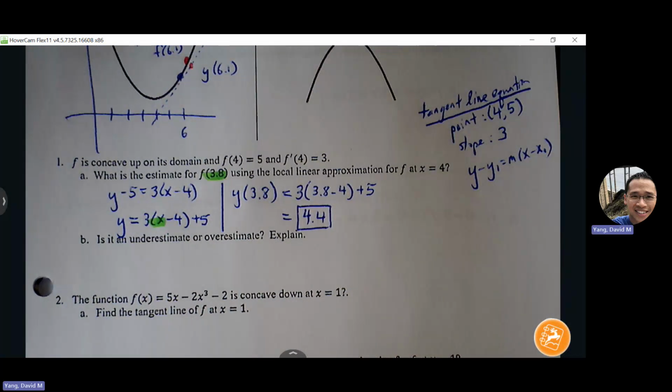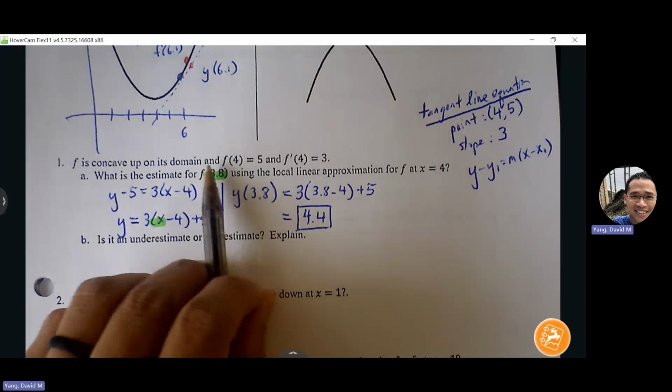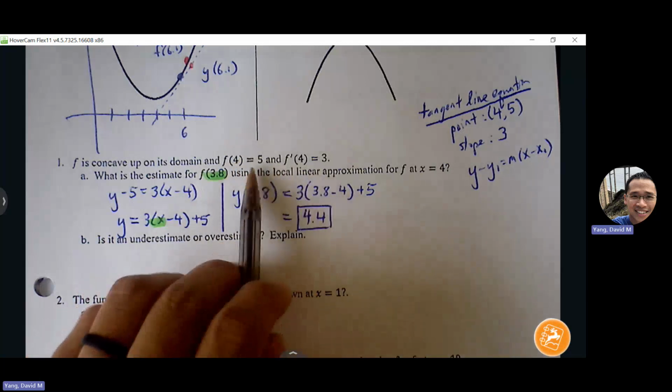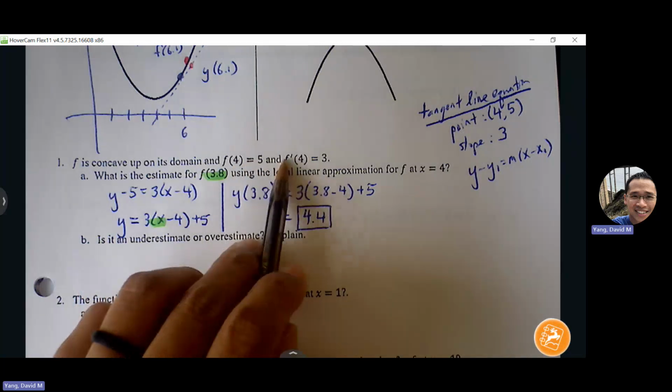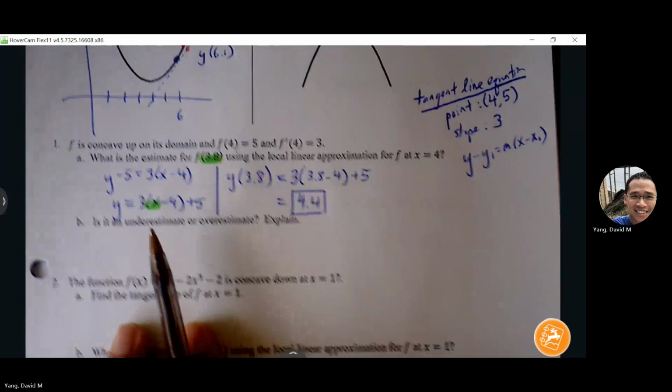What was the estimate for, like, f prime, derivatives? I won't ask you that. And if I were to ask you that, then I'd have to give you more information. I would have to give you f prime of 4 and f double prime of 4, make the tangent line for the derivative function, and plug in.